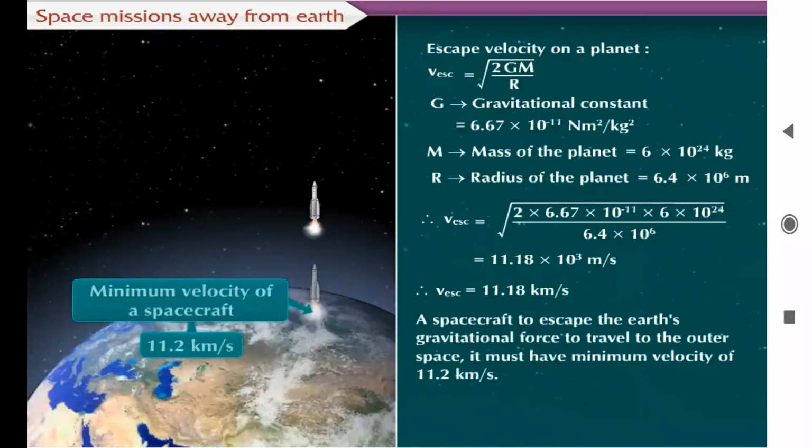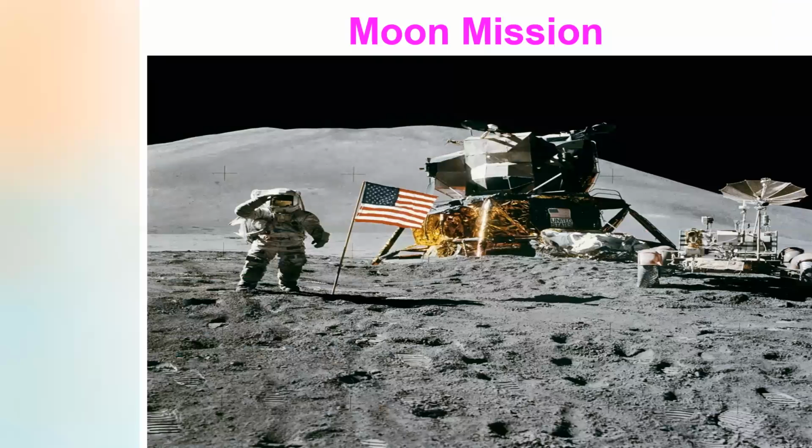Now we are going to see a very interesting topic which I'm going to teach you today. That is the moon mission, Mars mission. Okay. See, the moon mission. Can you see the American flag on the moon surface? Right. A satellite is also there, on the moon surface. Right. So America was the first country to land on the surface of the moon.